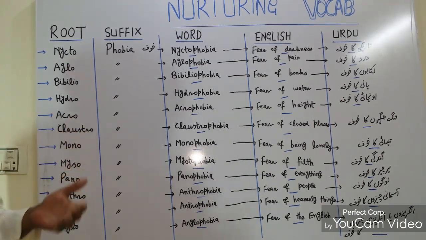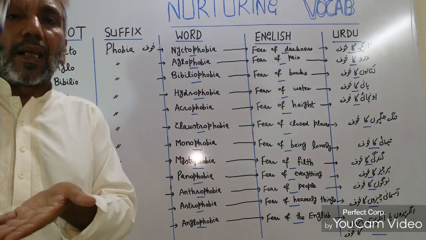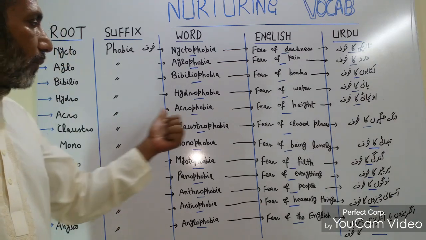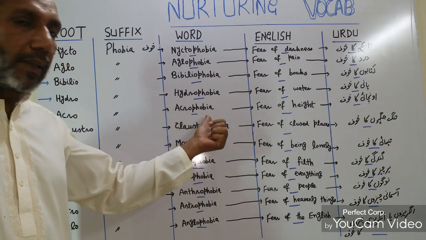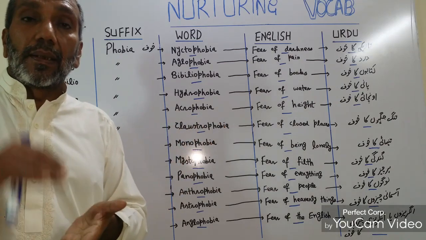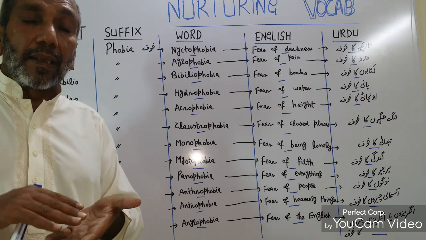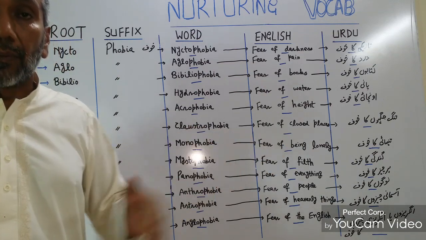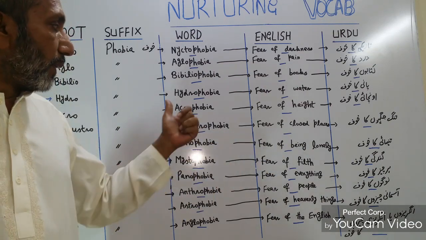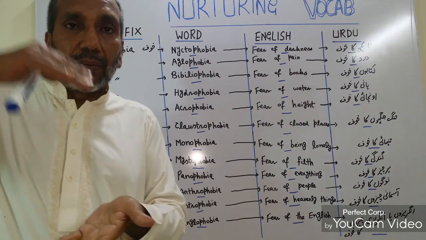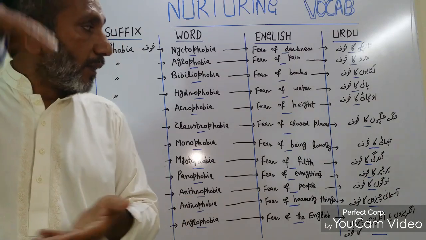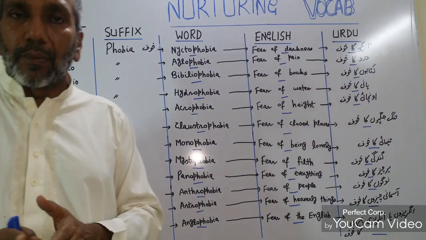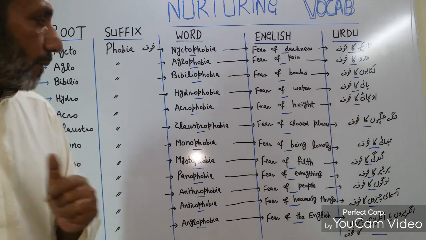The next is acro. Whenever we say acro, it means something related to height. So acrophobia means you are afraid of those places which are a bit high, like suppose you're crossing some bridge, so you feel, no, I might fall. So acrophobia means fear of height. In simple Urdu, it means unchai ka khauf. Got it? Acrophobia means fear of height.